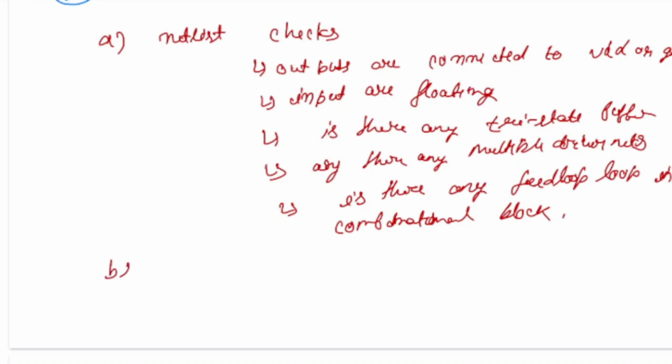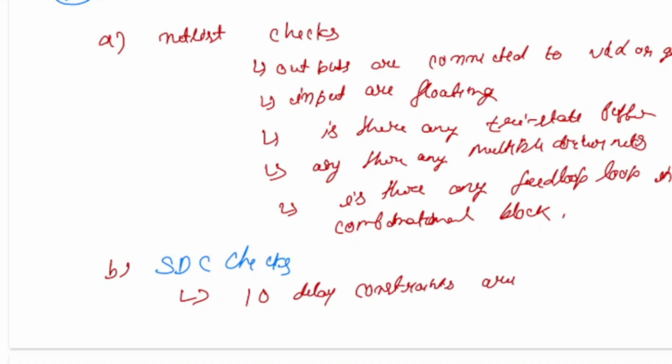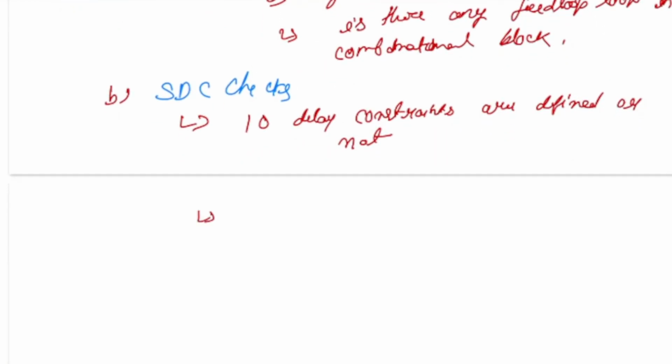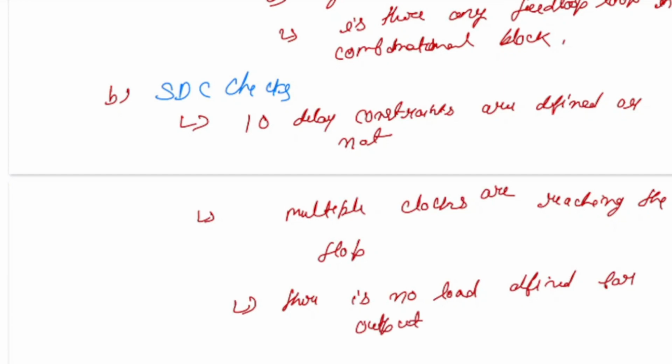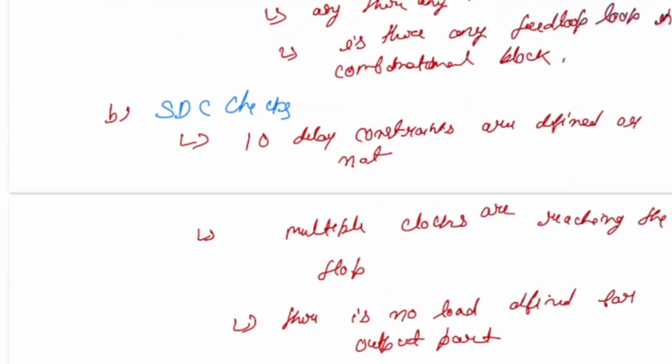Then we do the SDC checks. Whether input and output delay constraints are defined or not, whether multiple clocks are reaching the clock pin, and whether there is no load defined for the output port. These are the SDC checks we do in the sanity check.